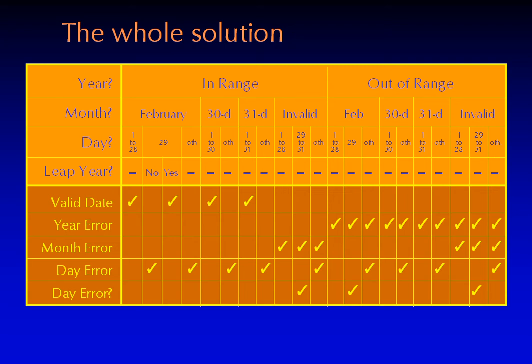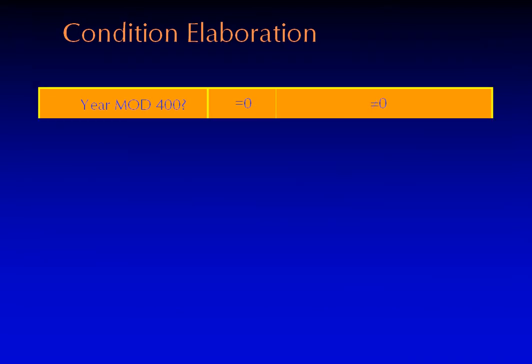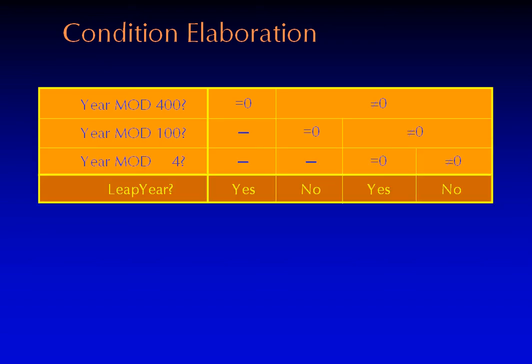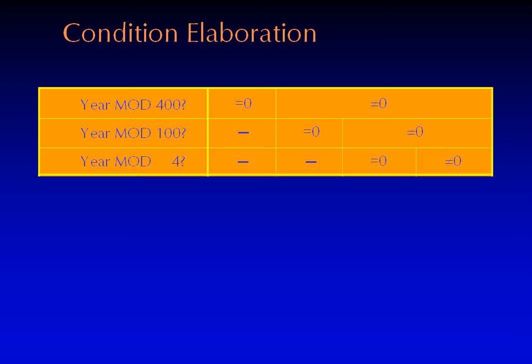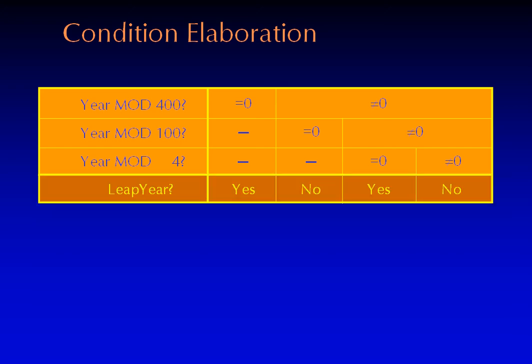To illustrate this, let's look at how to determine if it is a leap year. Firstly, we want to know if the year is evenly divisible by 400. If it is, then it is a leap year. However, if it is not, then we need to know if it is evenly divisible by 100. If it is, then it definitely is not a leap year. If it is not evenly divisible by 100, then if it is evenly divisible by 4, it is a leap year, and otherwise it is not.